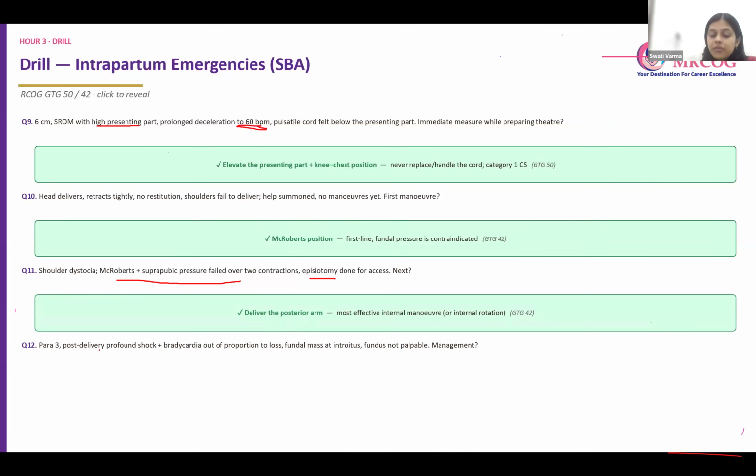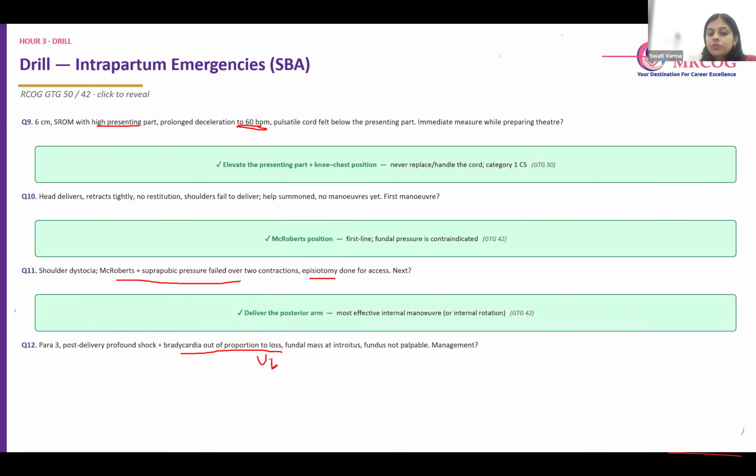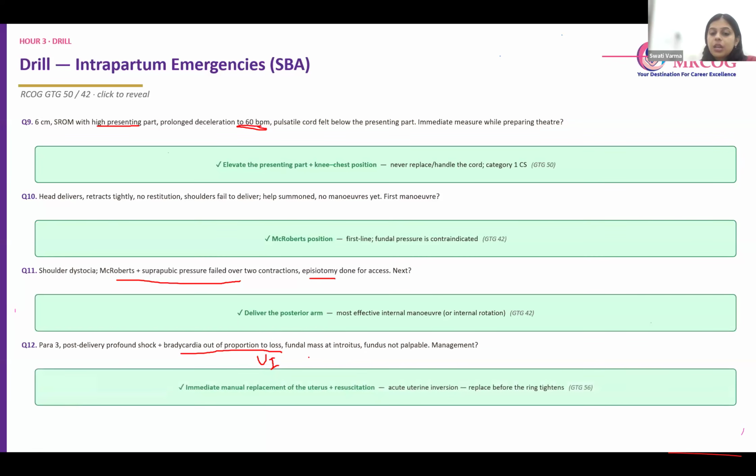Para 3, post-delivery profound shock plus bradycardia out of proportion to loss. Wherever you find the term bradycardia out of proportion to loss, try to think about uterine inversion. Fundal mass at introitus, fundus not palpable. Management: so here the correct answer most probably is acute uterine inversion management.